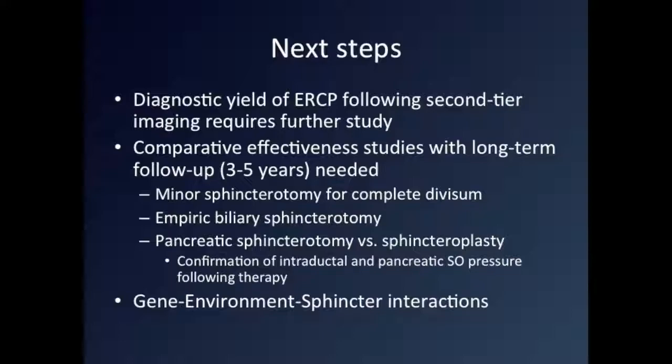I think this is needed clearly for minor sphincterotomy or papillotomy for complete divisum in the setting of recurrent pancreatitis, empiric biliary sphincterotomy, and pancreatic sphincterotomy or a surgical sphincteroplasty intervention for patients with unexplained pancreatitis, probably one that also confirms a normalization of that gradient pressure following the actual intervention to make sure that you're treating it adequately. And then none of this can be done without appropriate collaboration with non-endoscopists, experts in the pathobiology of acute pancreatitis, pharmacogenetics, genetics, and environmental inducers of pancreatitis such as smoking and alcohol, which are clearly important covariates.